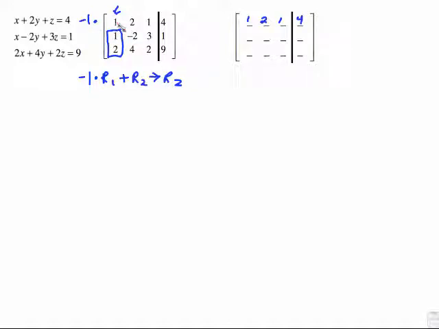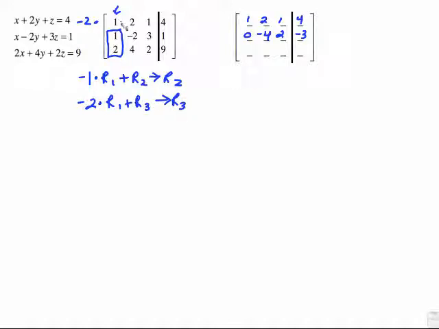So -1 times 1 plus 1 is 0. -1 times 2 is -2, plus -2 is -4. -1 times 1 is -1, plus 3 is 2. And -1 times 4 is -4, plus 1 is -3. I want to get rid of the 2 in that position, so let's multiply this by -2. So symbolically, that is -2 times row 1 plus row 3 going in for row 3.